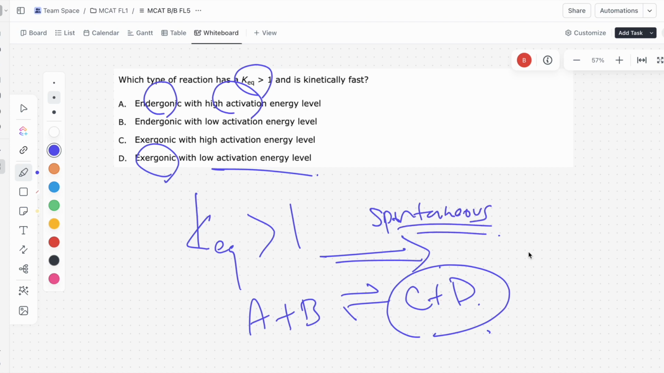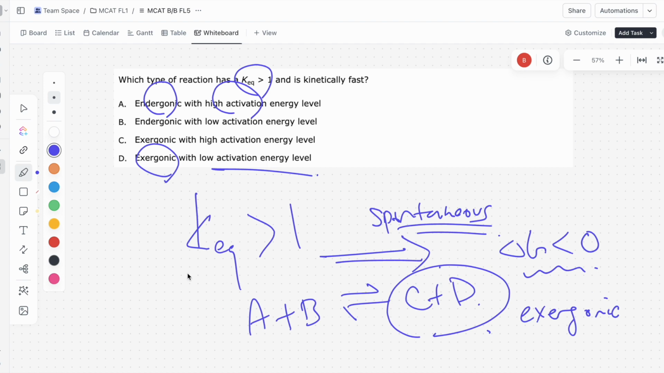And what's the criteria for spontaneity? Is that the change in free energy has to be less than 0? And what does that mean? That means this is an exergonic reaction. So remember, exergonic means delta G is less than 0. Endergonic means delta G is greater than 0.